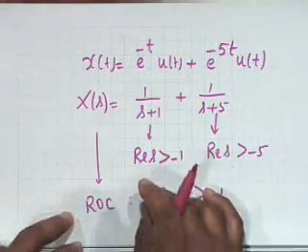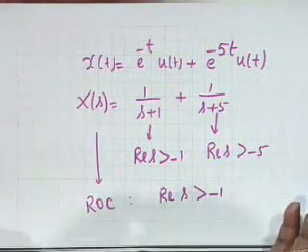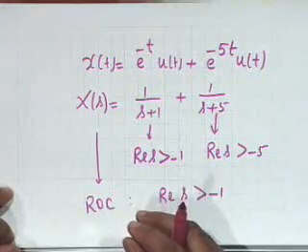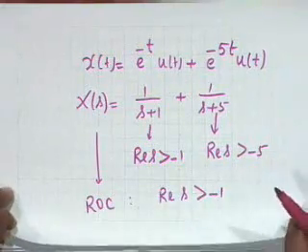This must be remembered, that if you are superimposing various functions, then the ROC is the intersection of the ROCs of individual functions.